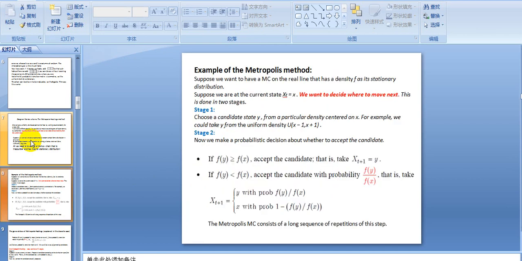Now, how to do this? Use the Metropolis-Hastings method. This method can actually give you exactly what you want. All you need to do is follow the steps. Later, we will prove why this method actually works. First, let's look at an easier version, which we call the Metropolis method.